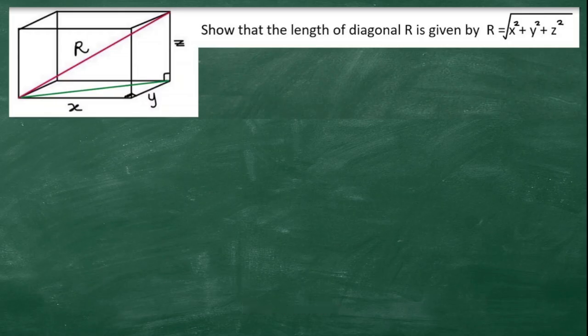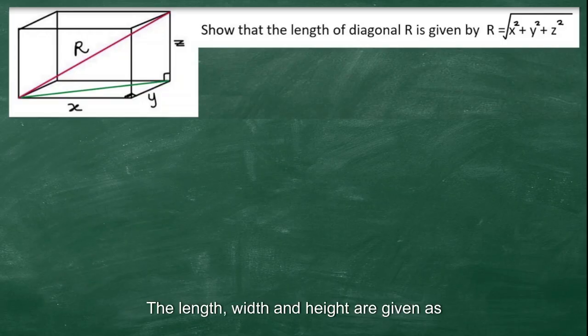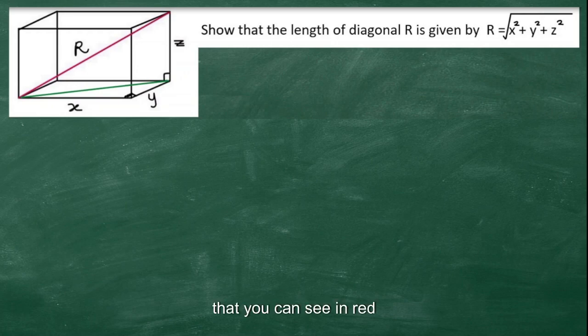Here's another GCSE exam style question that you can possibly get in your exams. This is a proof question. You can see there's a cuboid. The length, width and height are given as x, y and z. The diagonal that you can see in red is labeled as capital R.